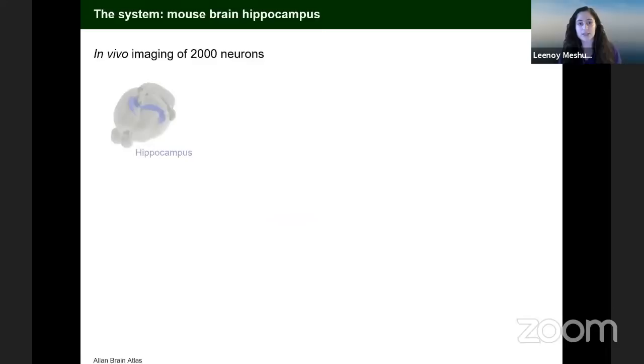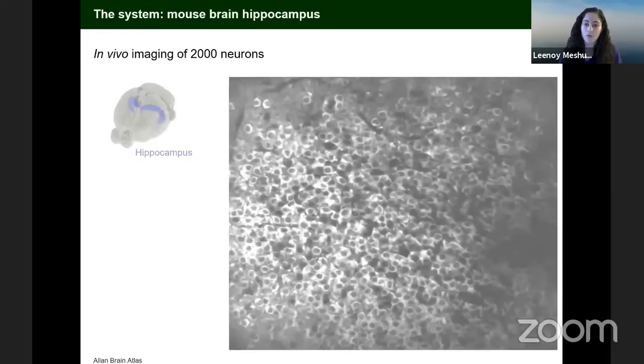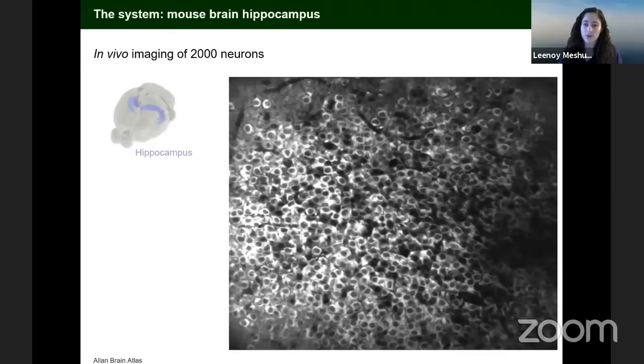What is our system? Our system is mouse brain hippocampus. It's going to be in vivo imaging of about 2,000 neurons. In gray, you can see the brain of a mouse, and in blue, the hippocampus. And this is two-photon microscopy over the brain of the mouse as the mouse is running down a virtual linear track. And every fluorescent circle here is a neuron.